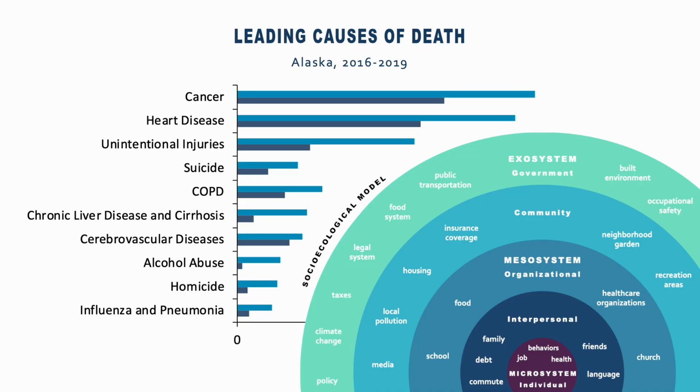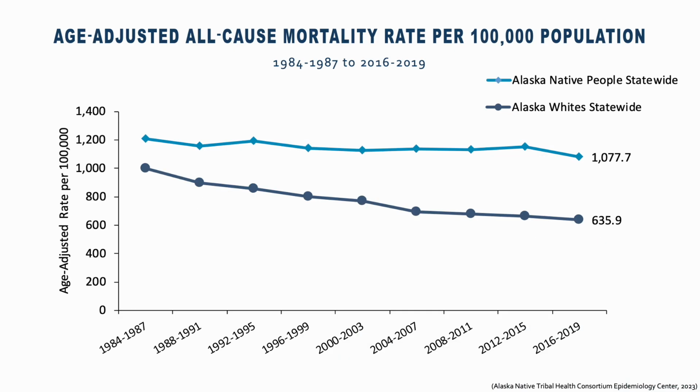What would be some causes for cancer deaths among Alaska Native people to be so much higher compared to other people in the state? And the same with heart disease and injuries. This is the age-adjusted all-cause mortality rate per 100,000 of the population. So again, we have Alaska Native people statewide in the lighter blue and Alaska white people in the darker blue. And this is all causes combined together.